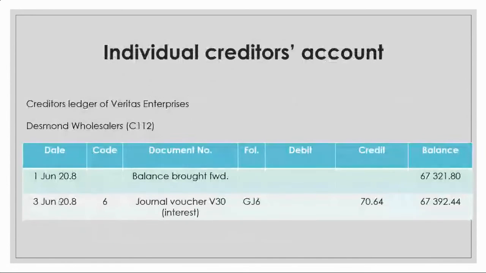Let's quickly look at what the layout looks like. So for an individual creditor, you'll see the layout is exactly the same as a debtor's account, except we say creditors ledger, the company name. Then we've got our creditor and the number behind it would differ from your debtor. The format is exactly the same. However, anything that increases our creditor's account would happen on the credit side. Anything that decreases it would happen on the debit side.